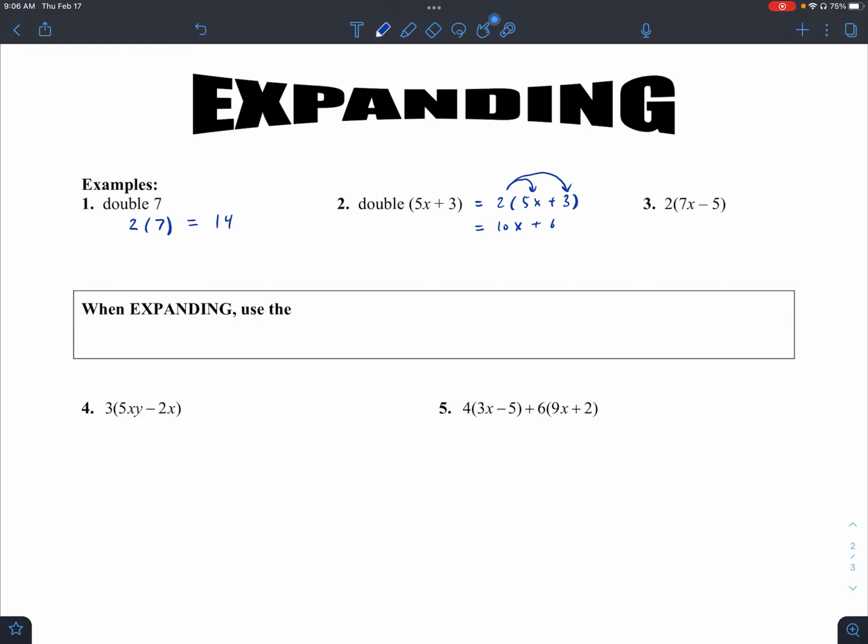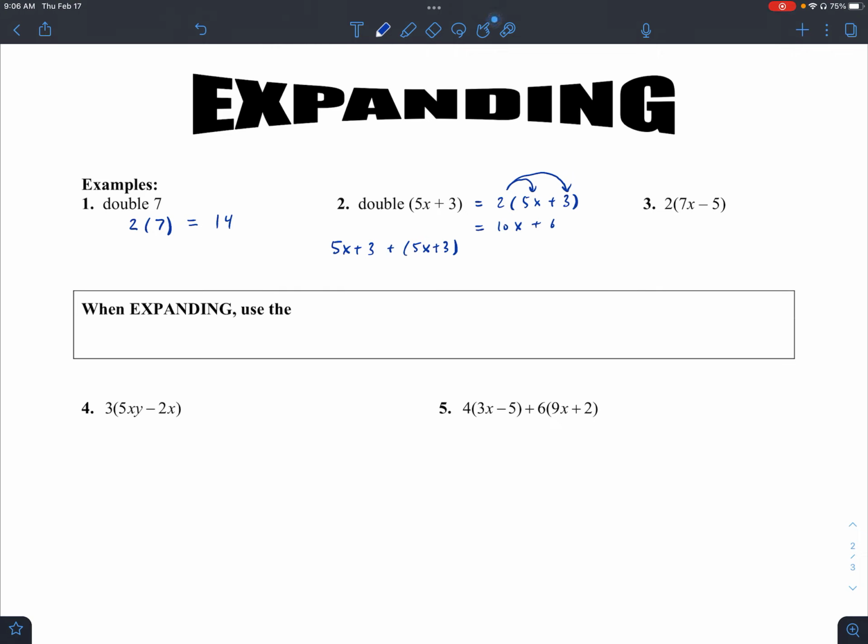Now, is there a different way of doing this? There is. So the double of 5x plus 3 actually means that you take 5x plus 3 and you add 5x plus 3 to it. That's what doubling means, right? If you want to double 2, you do 2 plus 2, right? Or you want to double 3, you can do 2 times 3, or you could do 3 plus 3, right?